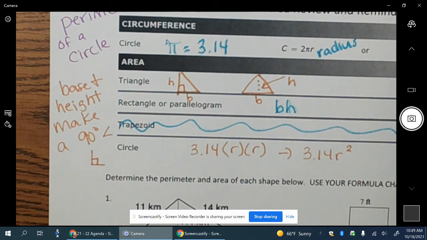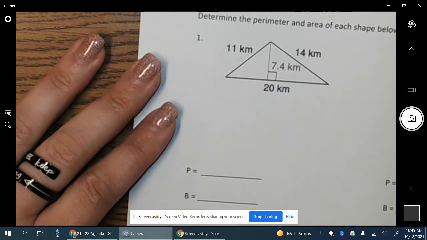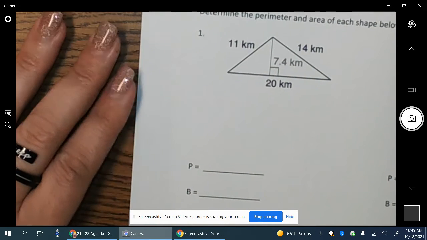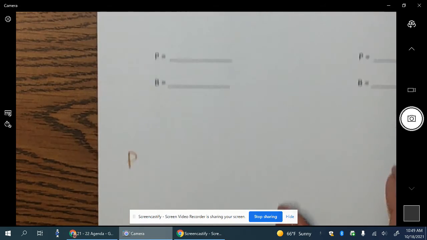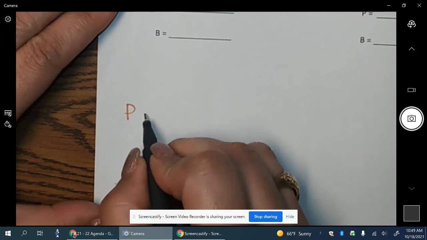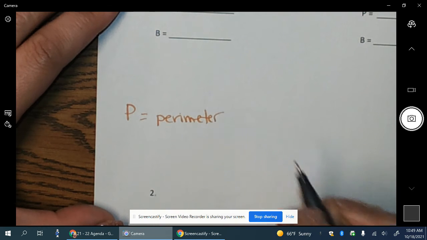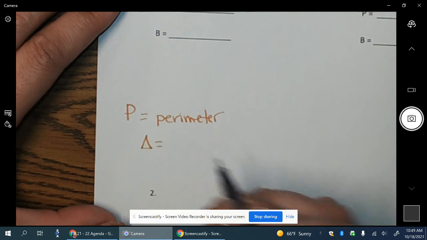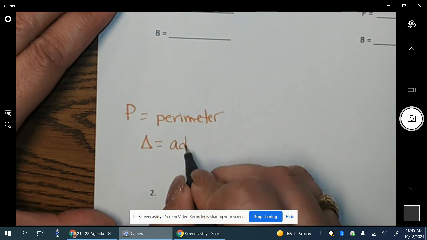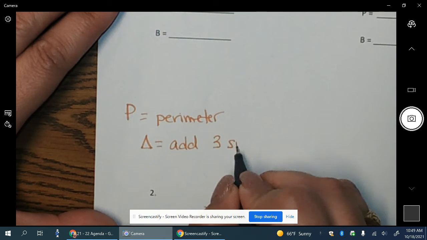So, real quick review of perimeter. How do you find the perimeter of a triangle? You just add. Okay, so on our formula chart, we're going to see a capital P. That means perimeter. So the perimeter of a triangle, how many sides are there? 3. You're just going to add the 3 sides.